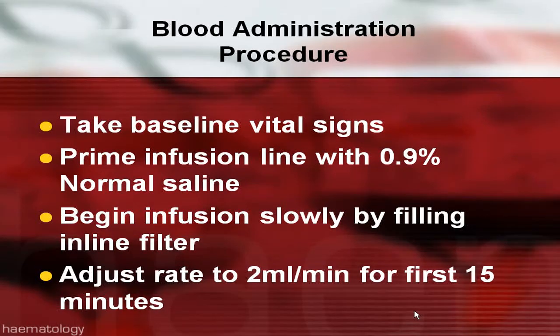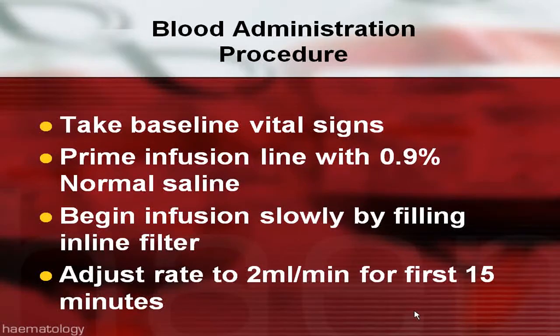Then, once you've gotten the blood on the unit and you've checked the identification, you've done all that great and wonderful stuff, you are going to take vital signs again. You want to make sure that the infusion line has been primed with saline, normal saline. You don't want to use D5, you don't want to use lactated ringers. All of those things could cause hemolysis. You only give blood with normal saline. You want to begin the infusion very, very slowly.